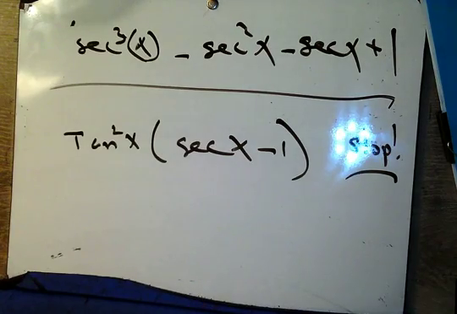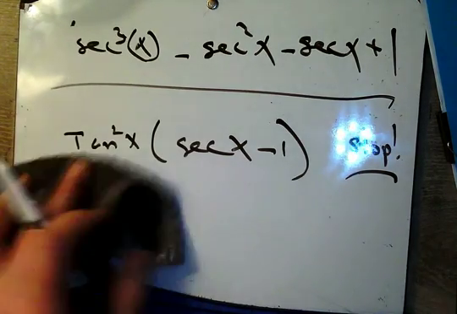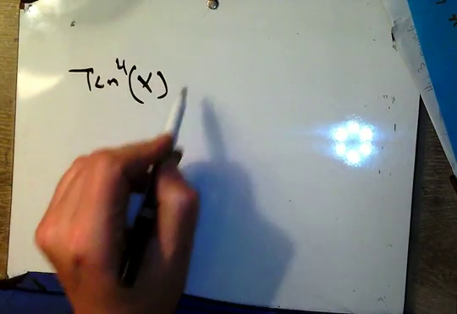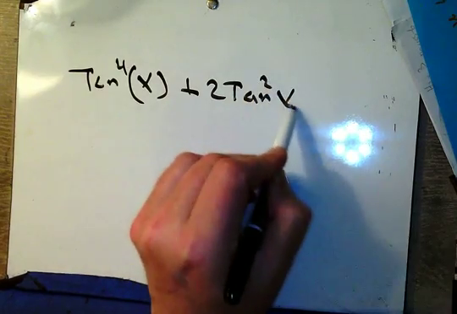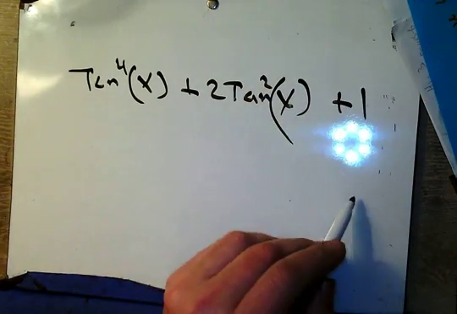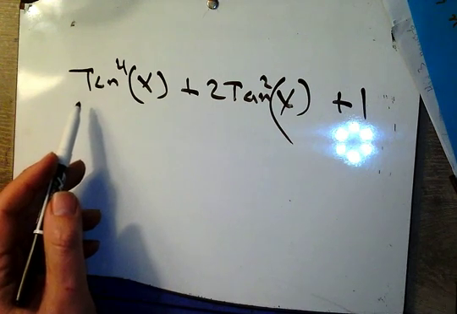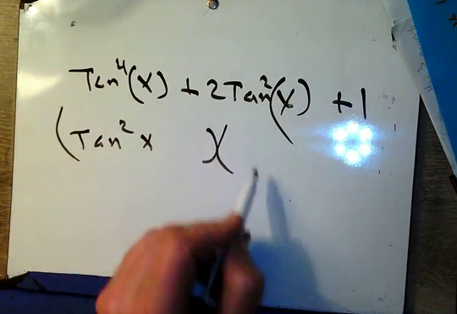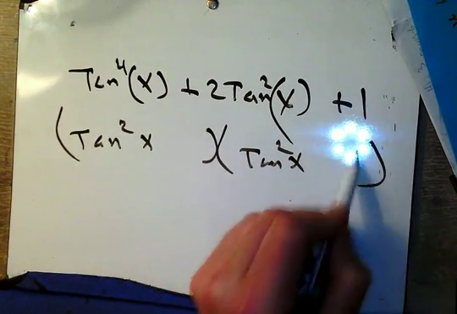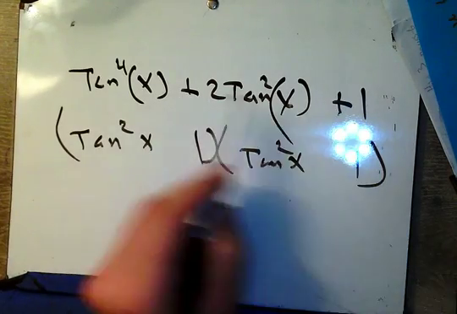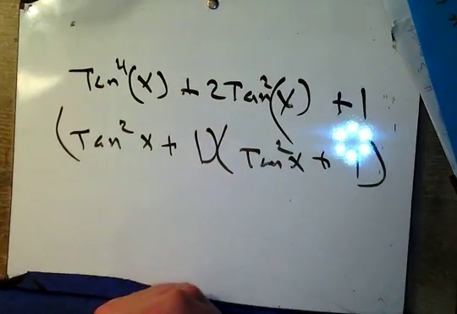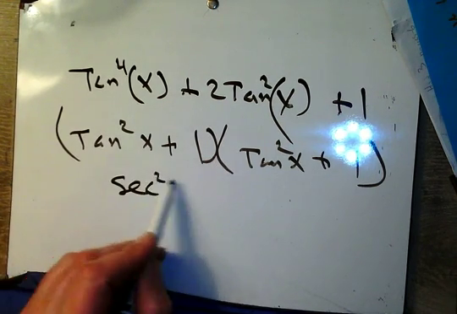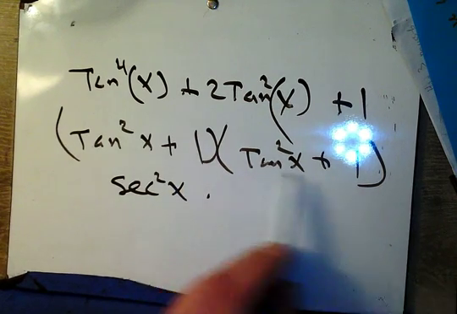Okay? Okay. Well, oh, how about just this last one? Tangent to the fourth plus 2 tangent squared plus 1. Okay, that's a trinomial. In fact, it's a perfect square trinomial. It's going to factor as tangent squared plus 1 and tangent squared plus 1. And since this is positive and this is positive, both of those are positive. Hey, what's tangent squared plus 1? Secant squared.